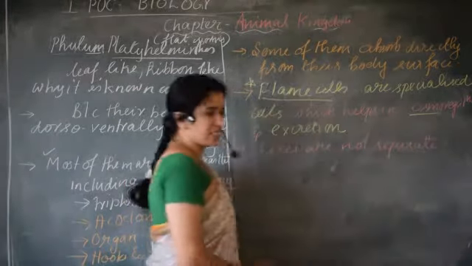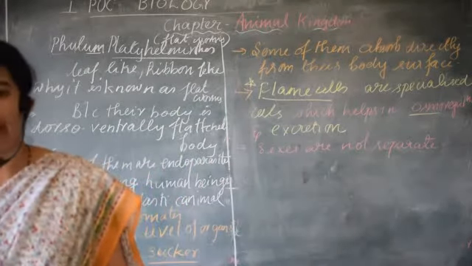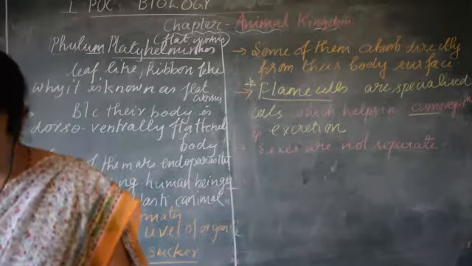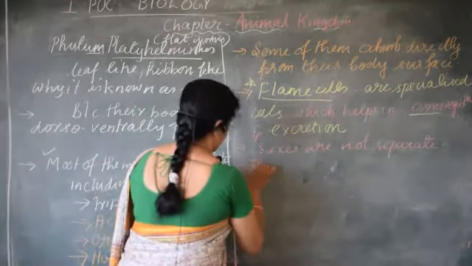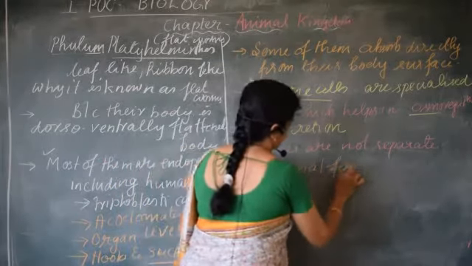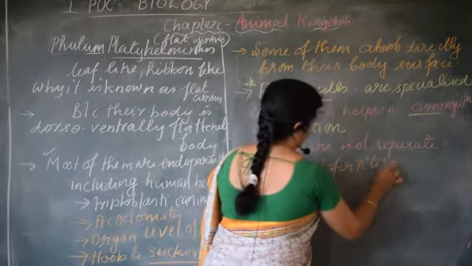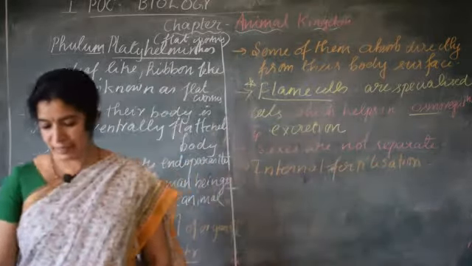Can you name it in one word? Hermaphrodite. So Platyhelminthes are hermaphrodite. Then fertilization. How is the fertilization carried out? It is by internal fertilization.